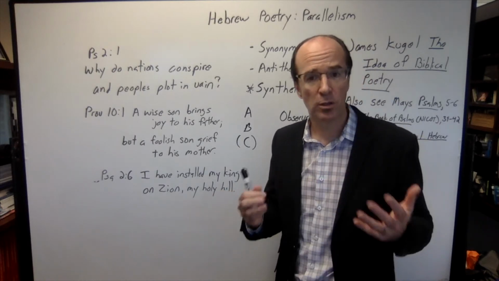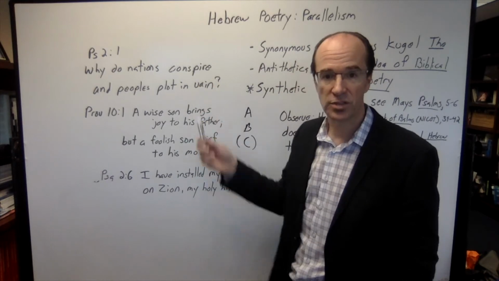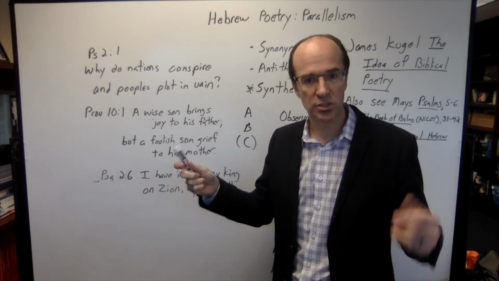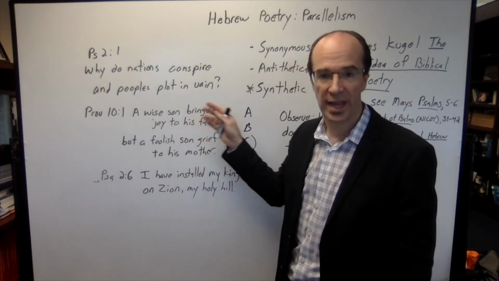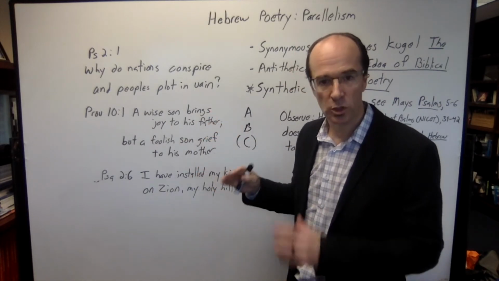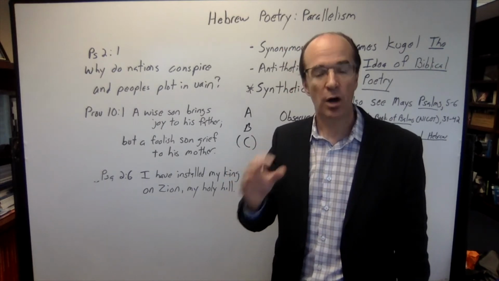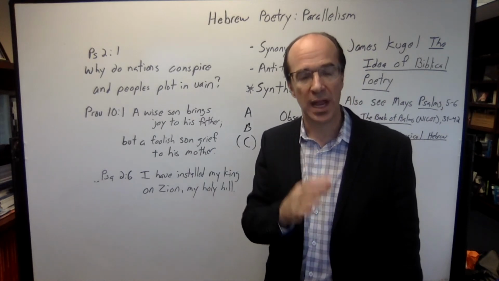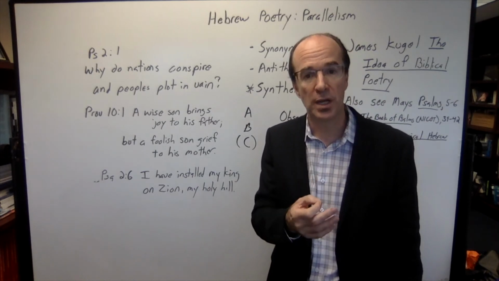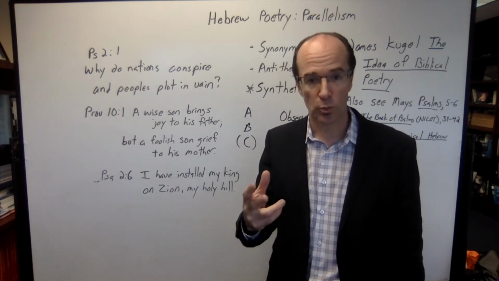So when you're analyzing the parallel lines, that's what you want to do. If it's obviously repeating the same idea, that's synonymous. If it's giving the opposite, you can just write antithetical. But then when it's a little bit more complex, I would add some extra words describing how you see the relationship between the two lines. That's going to greatly enhance your ability to appreciate Hebrew poetry, understand it, and ultimately interpret it.